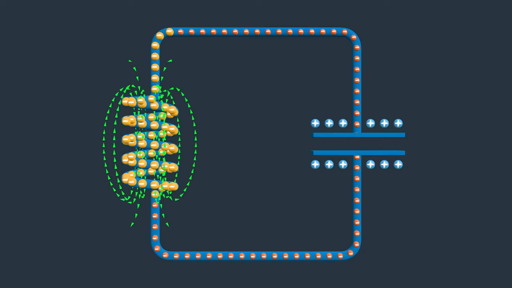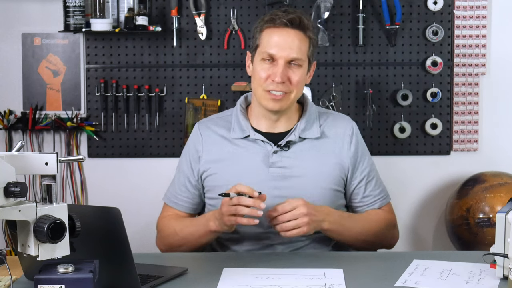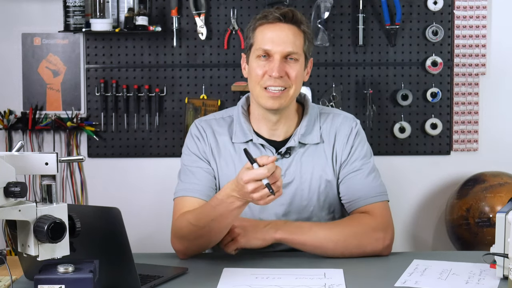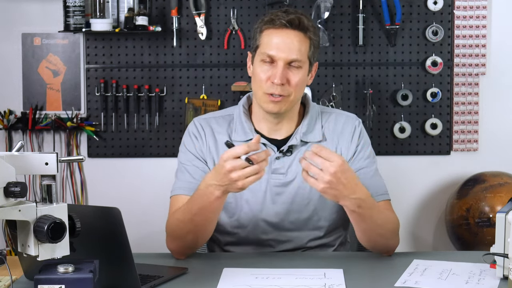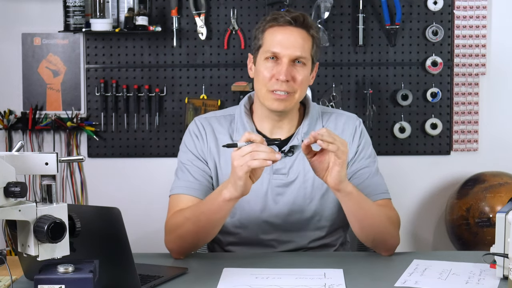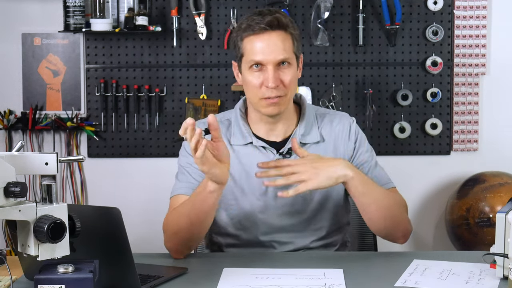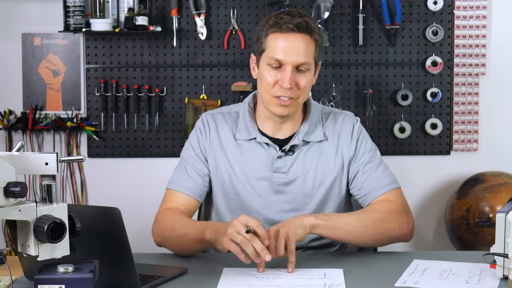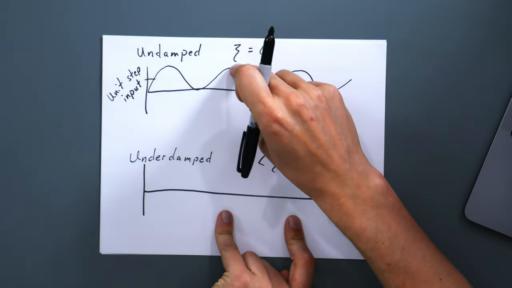It isn't dissipated anywhere. Obviously, in real life, there's internal resistances on your inductors and your capacitors that would cause that ringing to last a very minimal amount of time. But theoretically, without any internal resistances, if you had an inductor and a capacitor and you put a charge through them, they would just oscillate back and forth forever and ever unless you had a resistor. And that is because your damping ratio, zeta, is zero.